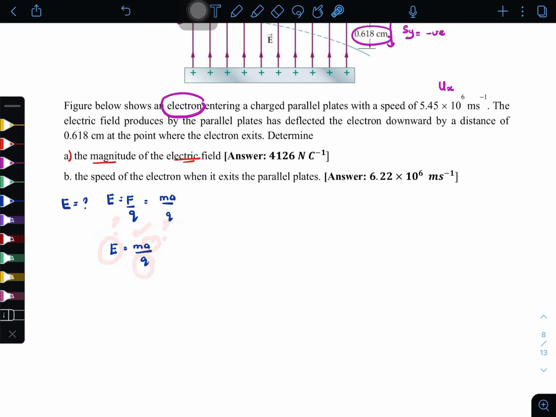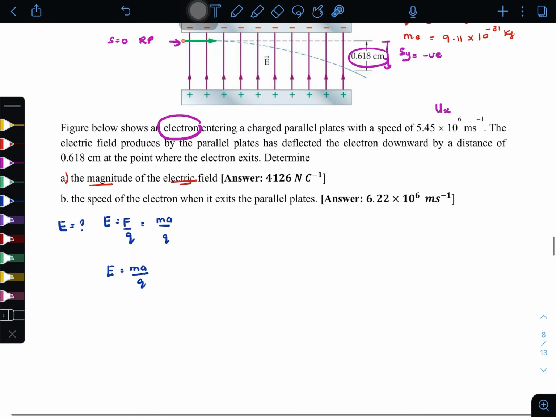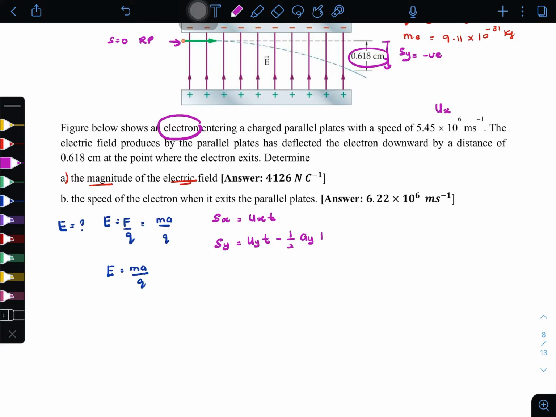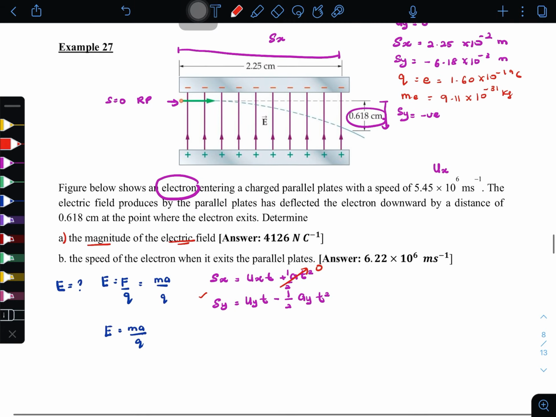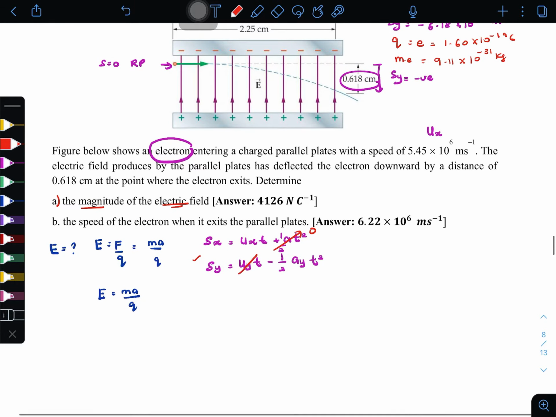So we use the formulas where we have Sx and Sy. For this one I use Sx. So Sx is equal to uxt, and Sy equals uyt minus 1/2 ay t squared. Why is it not the half at squared for x? Because we know it has constant velocity. If it has constant velocity, the acceleration will become 0. So we use the second formula, Sy equals uyt minus 1/2 ay t squared. Alright, so the uy is also 0.